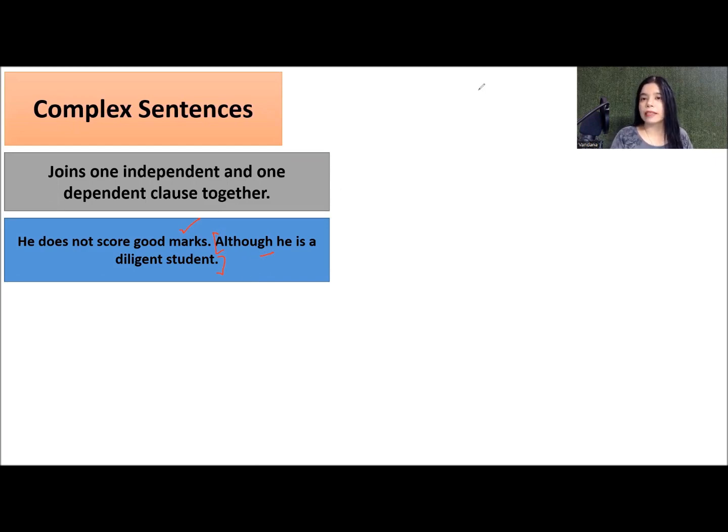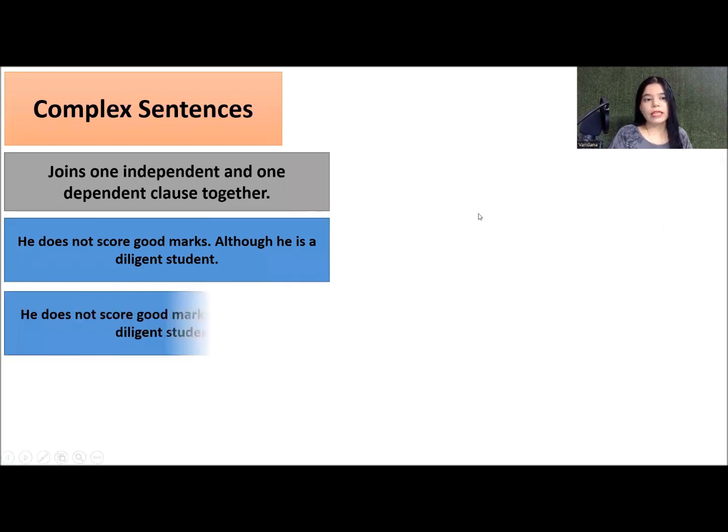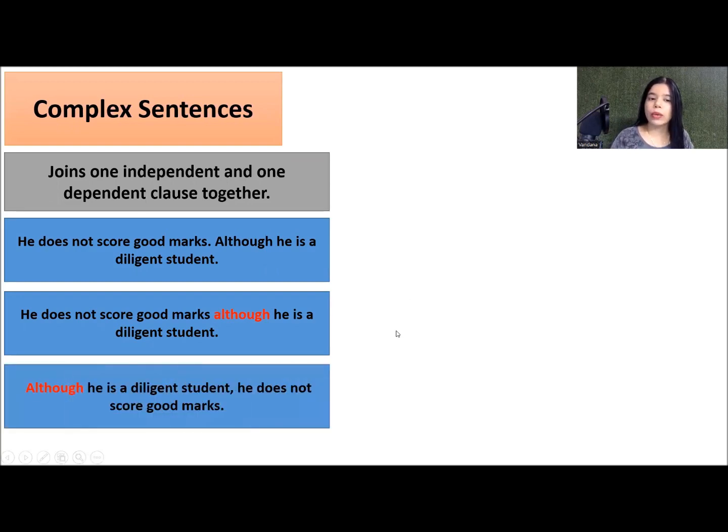Now, in complex sentences, we are joining these kinds of structures where we have one dependent and one independent clause. How? Let's take a look. So we can say, he does not score good marks although he is a diligent student. Now see how I have not used a comma here, and that is the case in complex sentences. If you are using conjunctions in the middle to join one independent clause and one dependent clause, you do not use a comma along with that conjunction. However, this sentence can be switched like this as well. So we can say, although he is a diligent student, he does not score good marks.